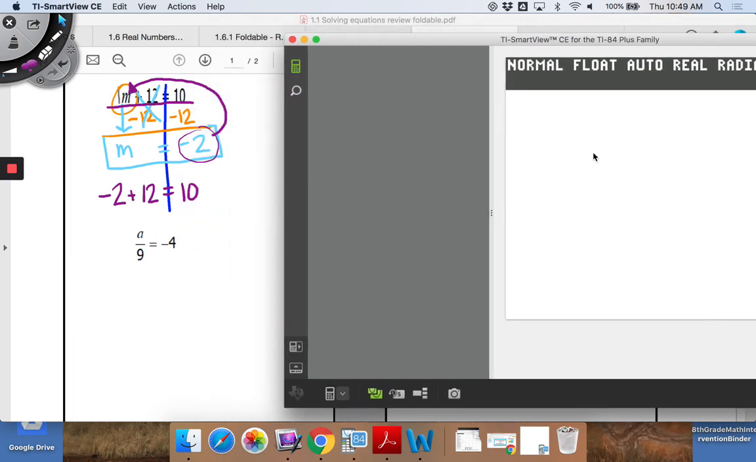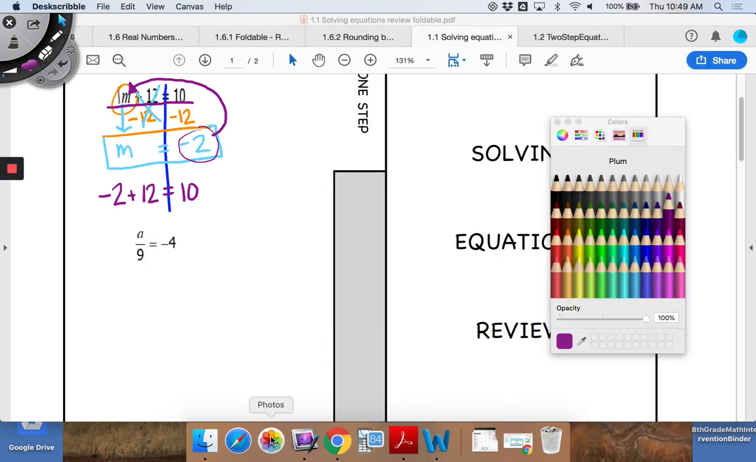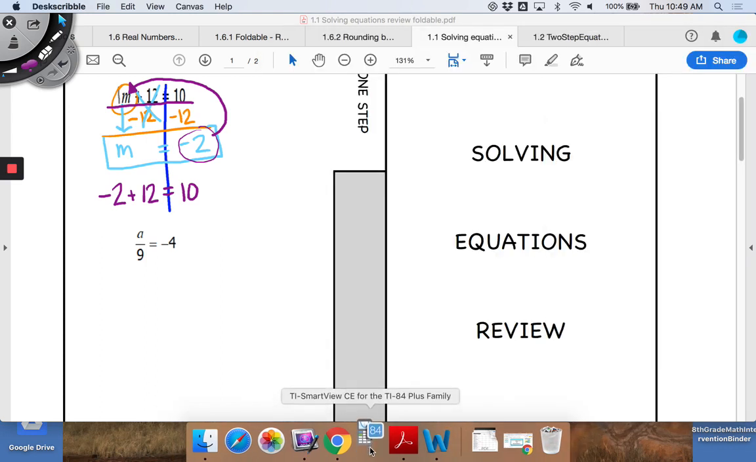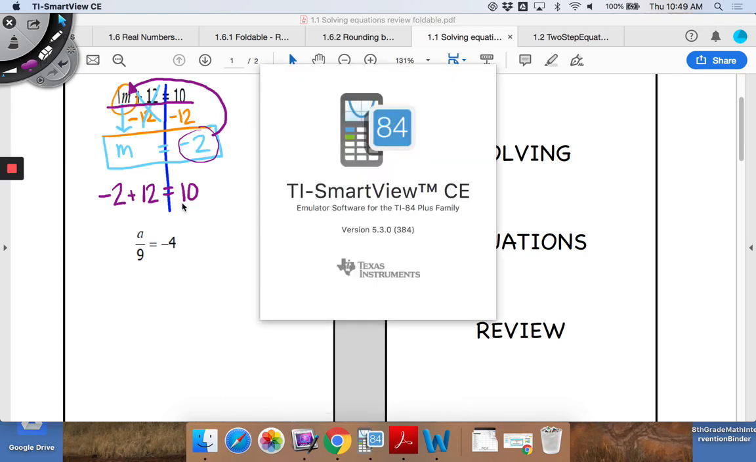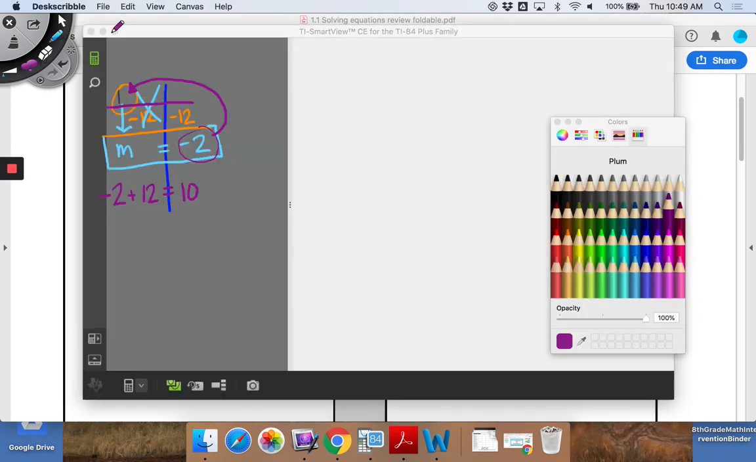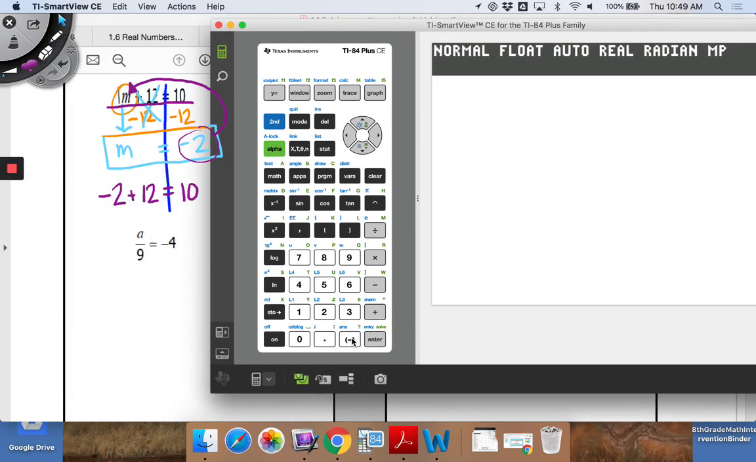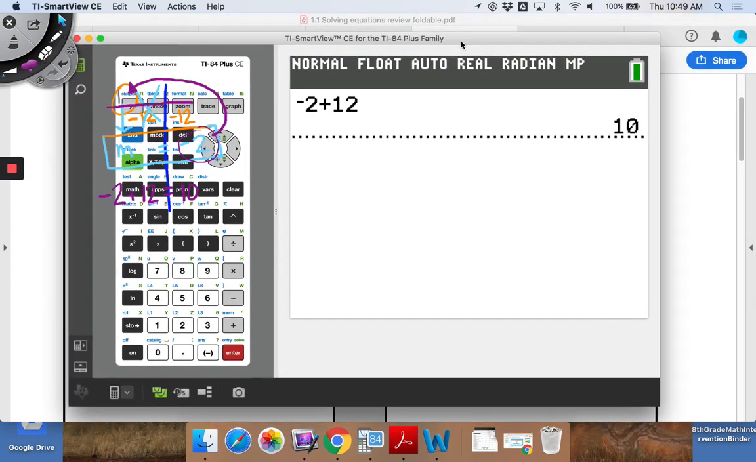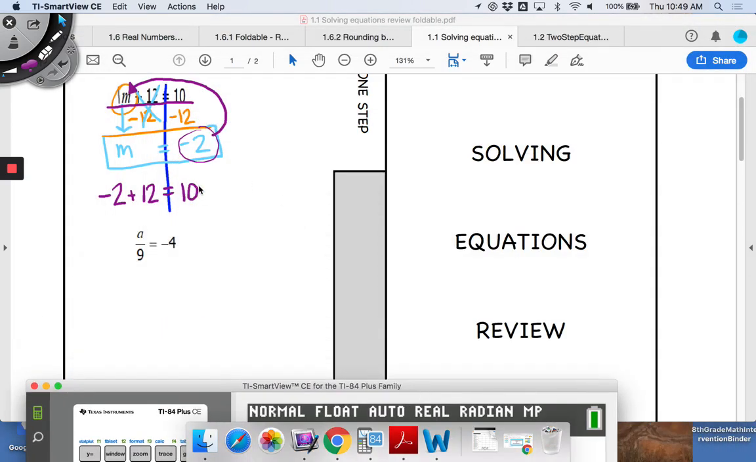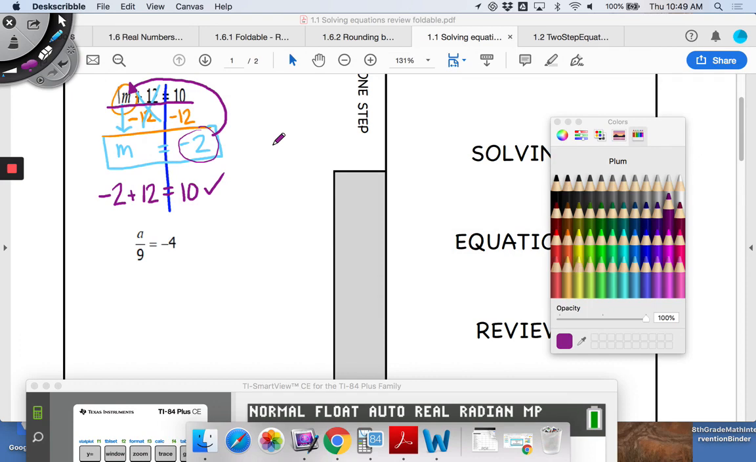So we would do, I don't know where my calculator went. I'll redo it. If you typed in negative 2 plus 12, you would get 10. So because it does equal 10, then we know for sure we got it correct. Okay? There it is, now that I've done it already. Negative 2 plus 12 equals 10. So as long as it equals what we said it equals, then we know we got it right.